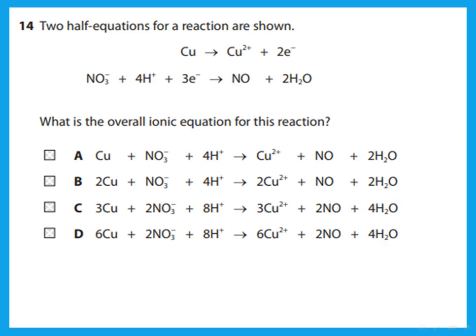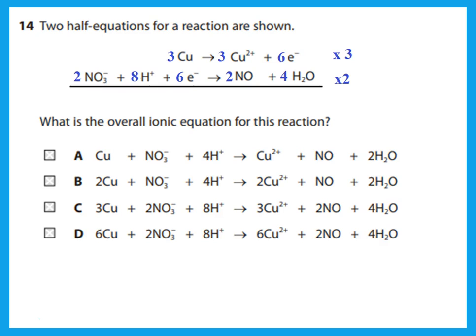Now here he says two half equations for a reaction are shown, and he's asking what is the overall ionic equation for this reaction. Let's review how we do that. The first thing we need to do is change the equations so that the number of electrons in both equations is the same. So what can I do to make the number of electrons the same? Well, I can multiply the first one all through by 3, and multiply the second one all through by 2. So I have this equation and this one.